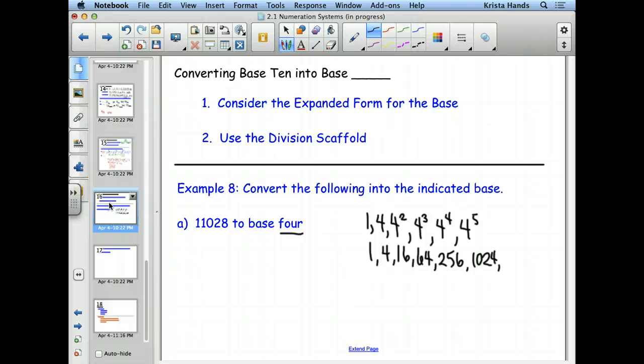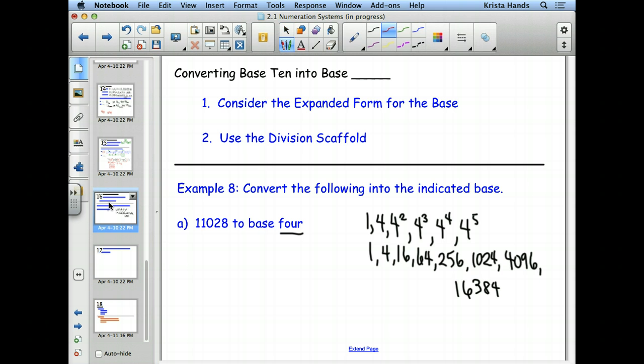All right, so what comes after 1024? Can you do it for us? Carly, do that times 4? 4,096. What's after 4,096? Okay, 16,384. And I will contend that that's too big.